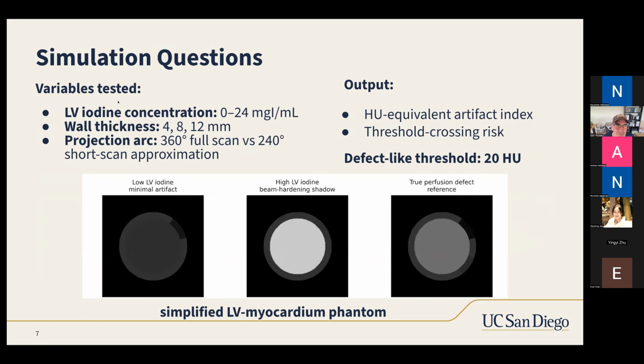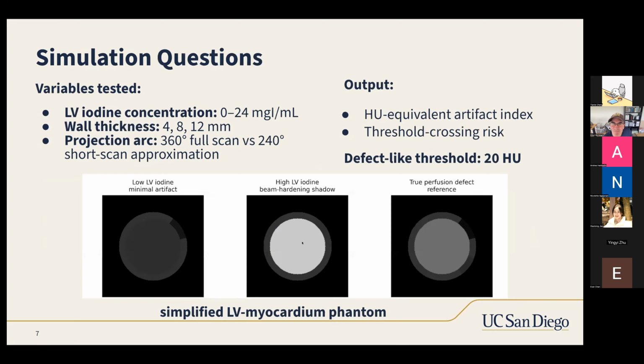Besides the theory part, we also built a model to simulate the iodine level and the variables. Our main goal is to turn the beam hardening mechanism into a simple threshold crossing model. Here we tested three variables: LV iodine concentration, myocardial wall thickness, and also the projection arc.